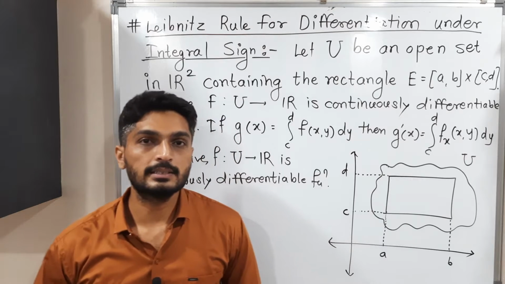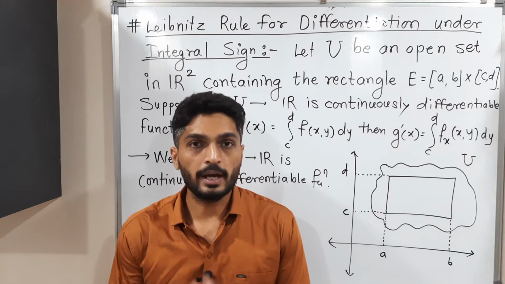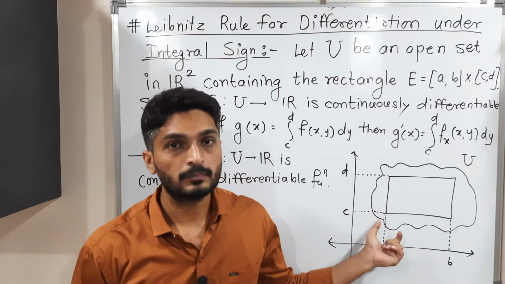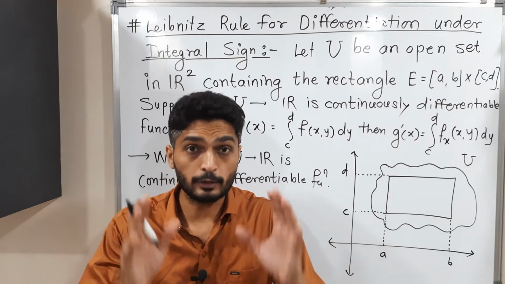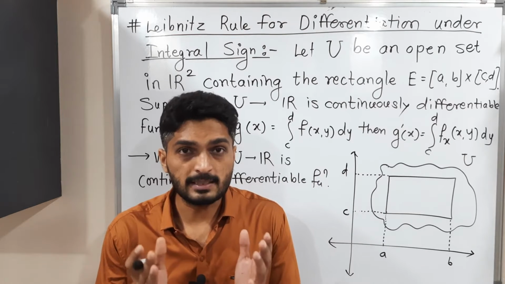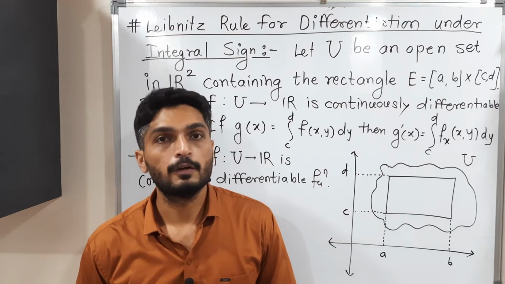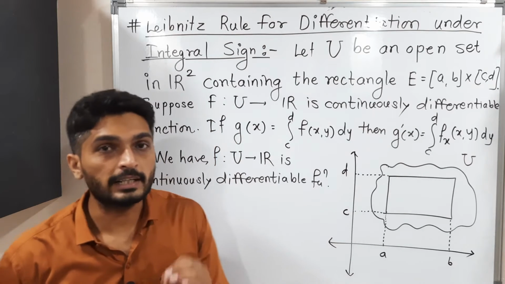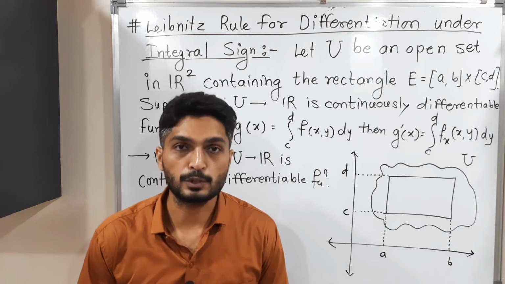Let us discuss this Leibniz rule for differentiation under the integral sign. See what we have set. U is a subset of R2, and there is one rectangle E, [a,b] cross [c,d], which lies inside U. The very important information is that f is a function from U to R which is continuously differentiable on U. This is a very important piece of information we have.